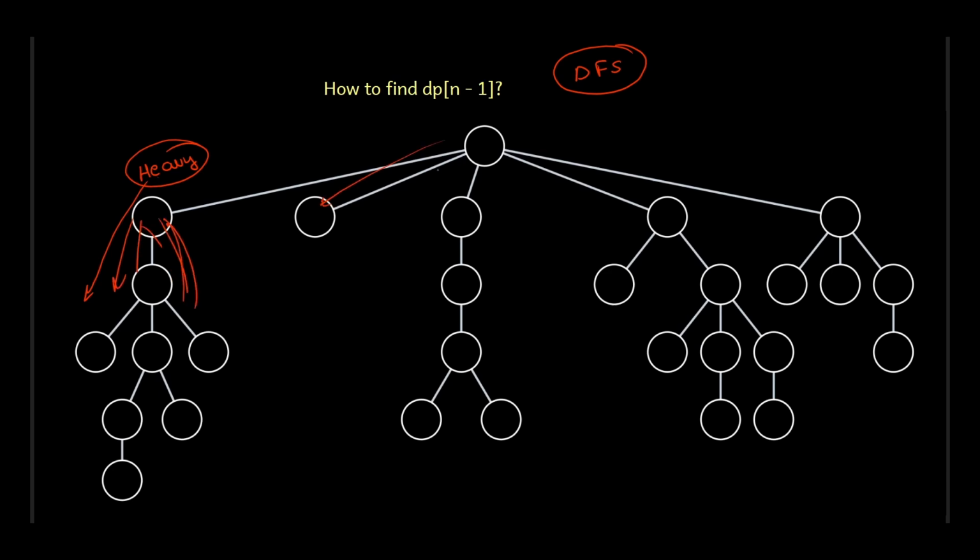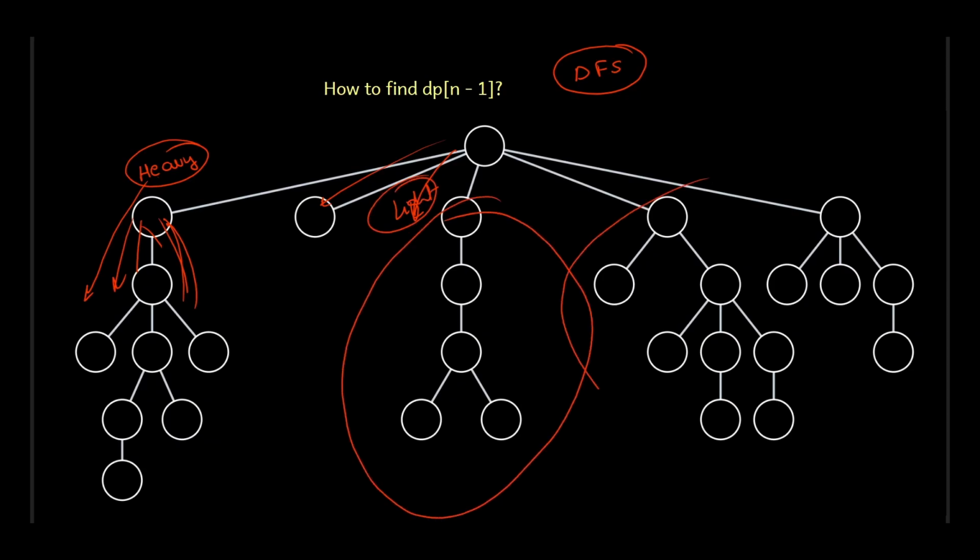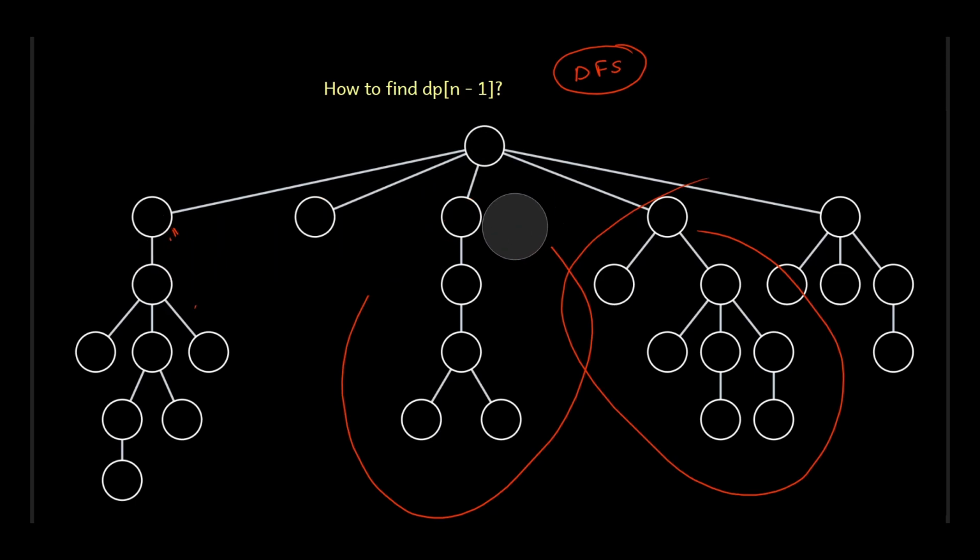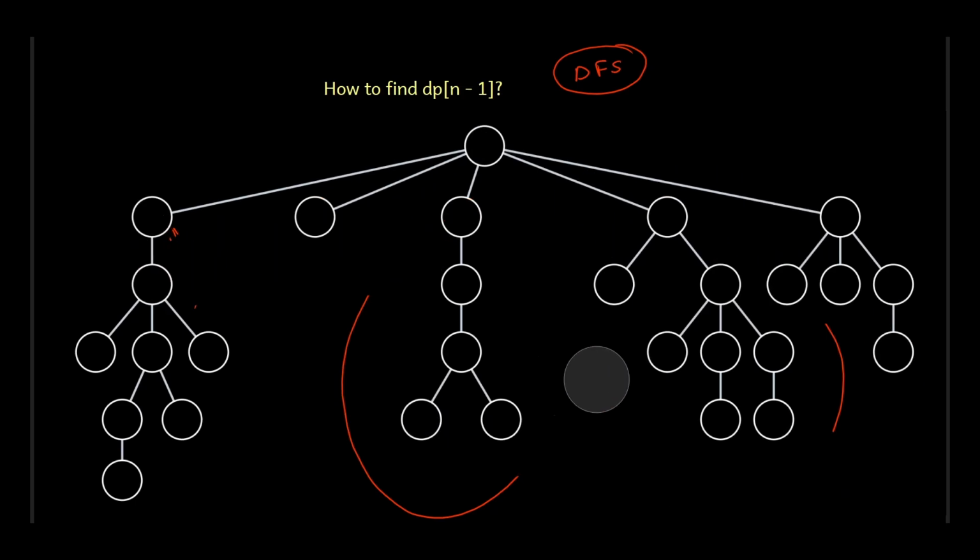If the parent is light, then the entire thing needs to be propagated down as the light set. And how do you figure out if this parent is heavy or not? To determine if this node is heavy or not, you just have to look at in which subtree n minus 1 is present.